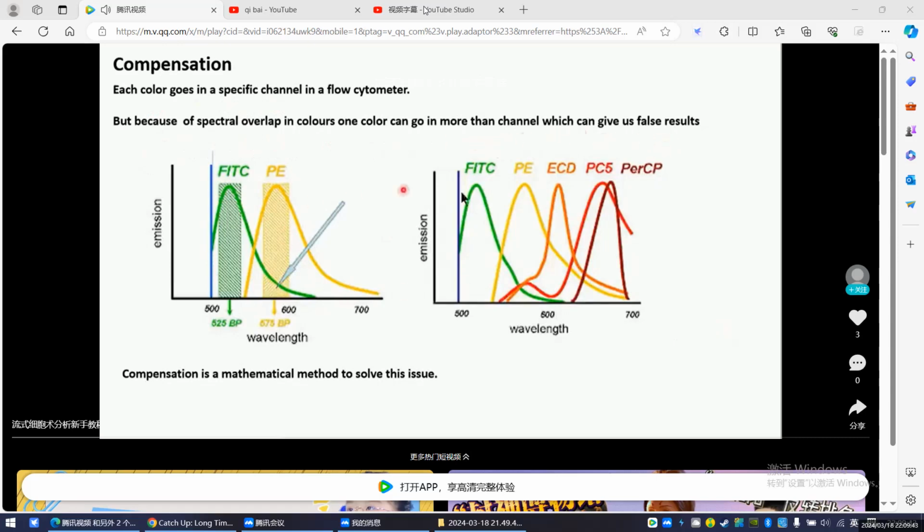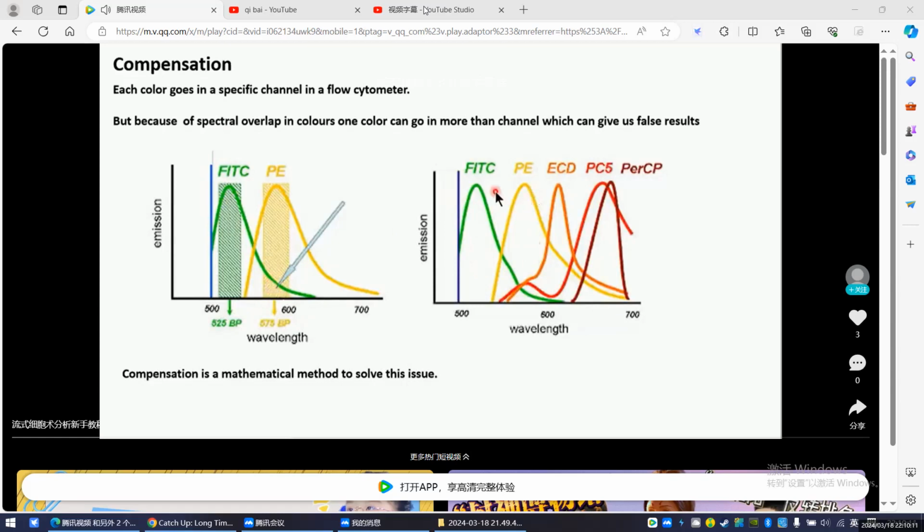So here we will see the graphical explanation of this, and in the next slide I will be explaining the practical side of this problem. If I see the graph of emission and absorption of FITC, or the wavelength of PE, then I find an overlapping region. It means FITC is entering the channel where PE is detected. So we can get a false result in this condition.